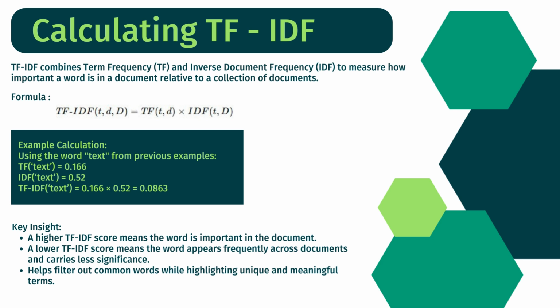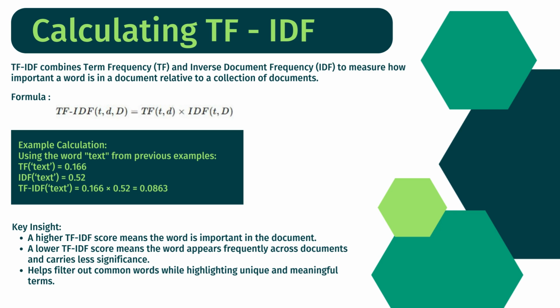Let's continue with our example using the word "text." We previously calculated its TF as 0.166 and its IDF as 0.52. Multiplying these values gives us a TF-IDF score of approximately 0.0863. A higher TF-IDF score means that a word is important in the document, while a lower score indicates that the word appears frequently across multiple documents and carries less significance. This technique is widely used to filter out common words while emphasizing unique and meaningful terms in text analysis.